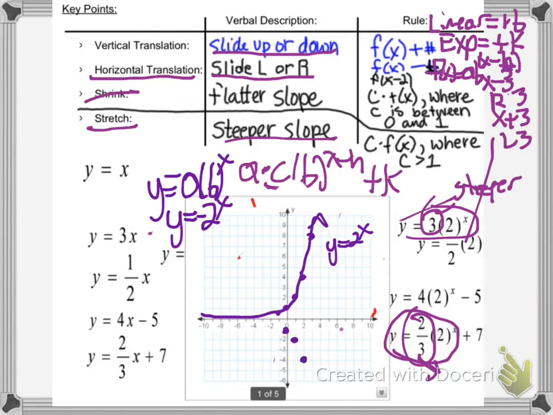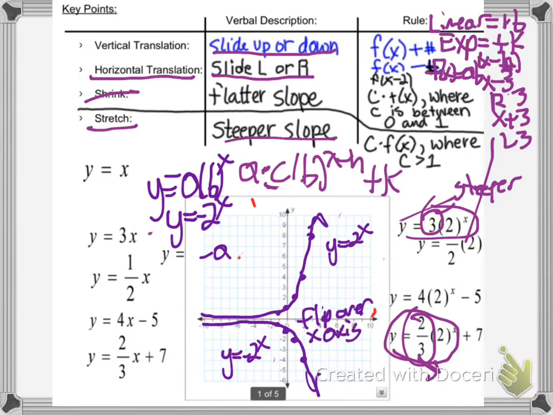It's going to be the same graph, it's just going to be flipped over and it's going to have negative y values. So if a is negative, then our function is going to flip over the x-axis.